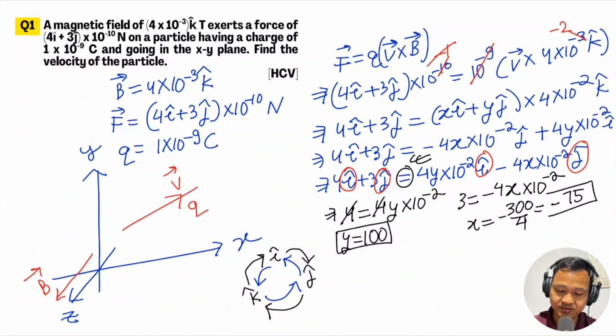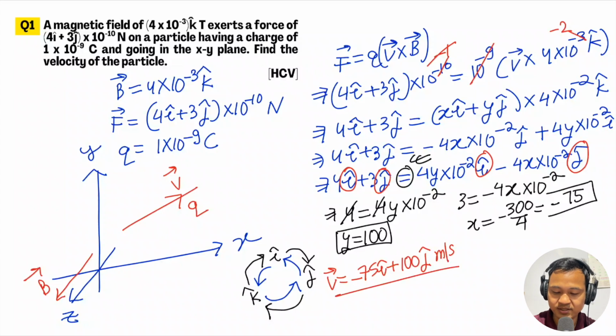Velocity is x I cap plus y z cap. So put the values. So v is equal to minus 75 I plus 100 z meters per second. Okay, so this is your velocity.